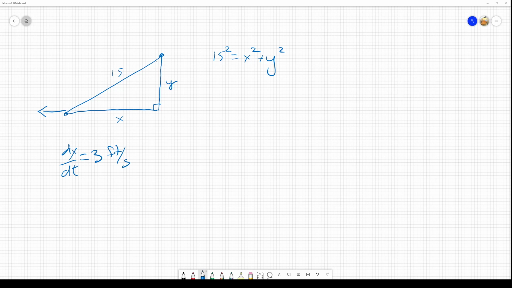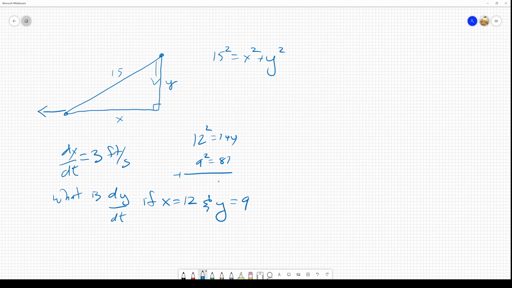So as a consequence of that, the top of the ladder is going to fall downward. And my question is, what is dy/dt if x is 12 and y is 9? And just to verify quickly that that's the correct point, 12 squared is 144, 9 squared is 81. So if you add those, you're going to get 225, which is 15 squared. So that obeys the Pythagorean theorem.